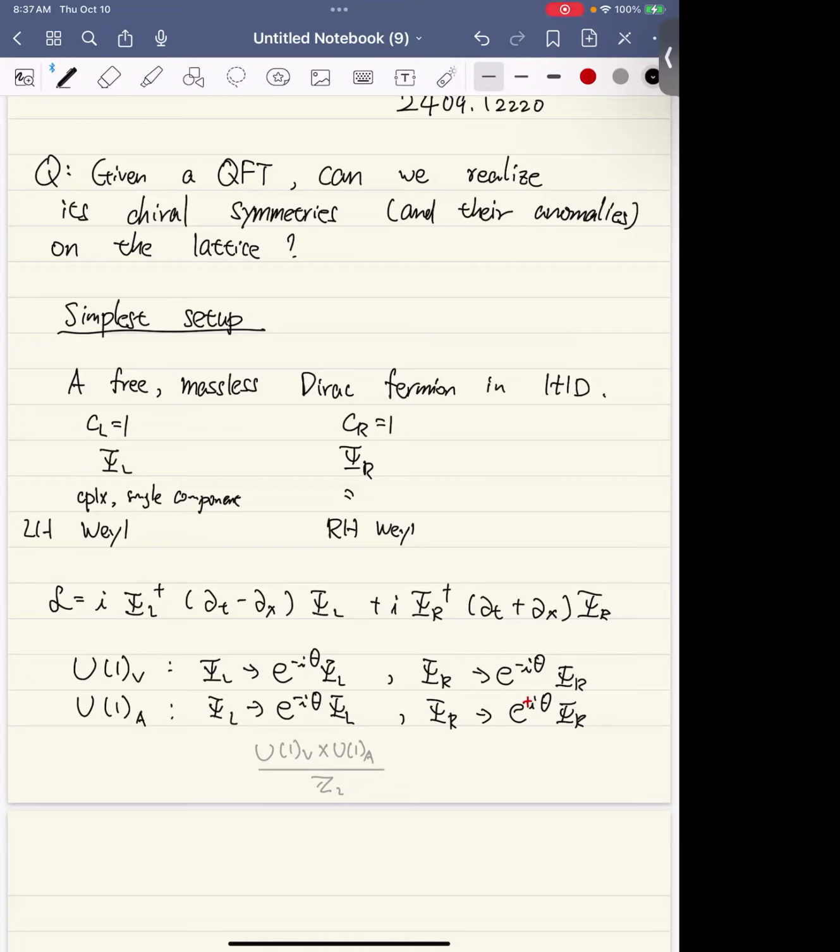I'll get to the lattice model in a few minutes. And this Z2 is when theta is just pi, right? Exactly. If you set theta to be pi, then the actions of vector and axial are the same. They just flip over by a minus sign. Right. Good.